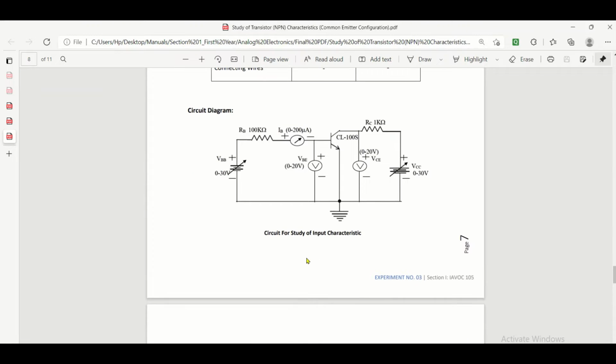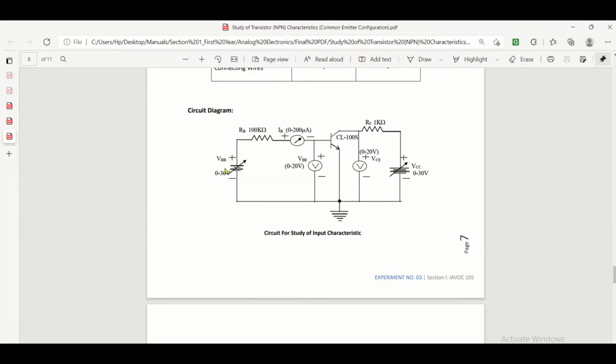So you can see over here that for input characteristic, what you need to do is keep the collector to emitter voltage constant. That's why you can see here the two power supplies are there. With the help of the power supply on the collector side, we maintain a constant collector to emitter voltage. And with the help of the base power supply, we are changing the base current.